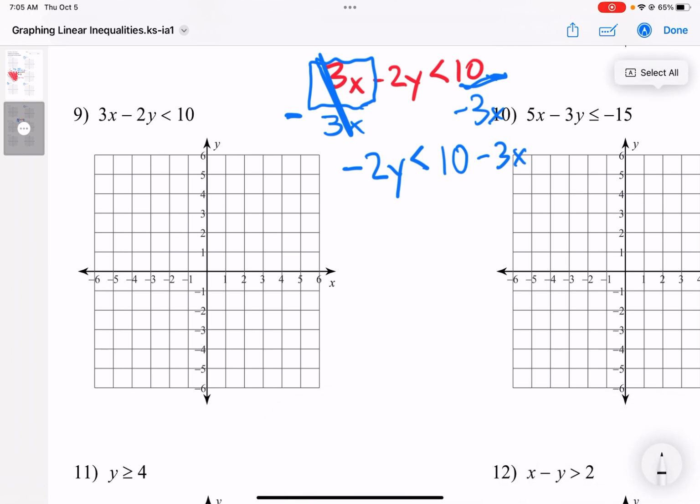All right, I still don't have y by itself. I have a coefficient of negative 2 on y, and I need to get rid of that coefficient. Coefficients mean multiplication, so I'm going to divide both sides by negative 2. This is where we just have to keep remembering the skills that we're building throughout the year.